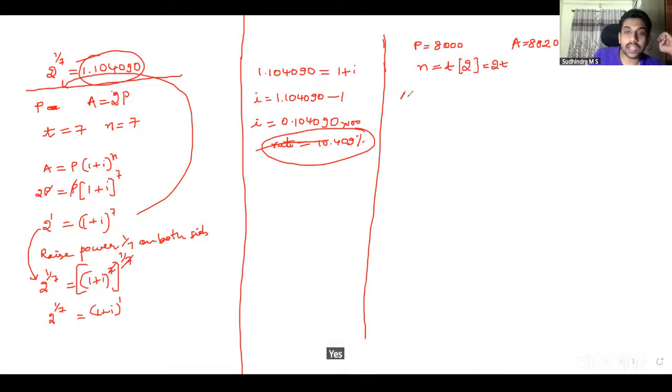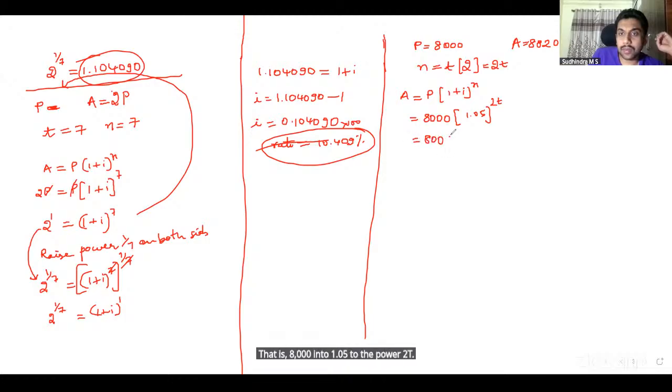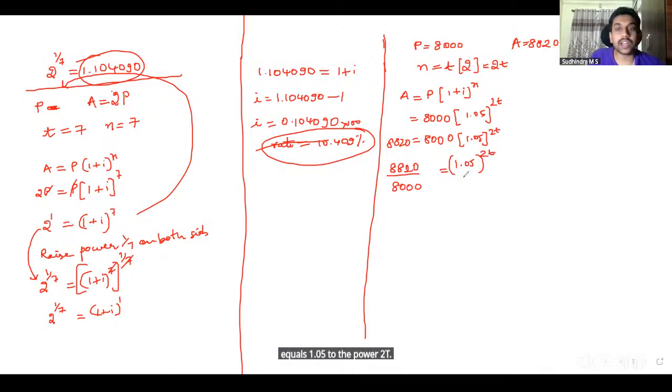Yes, sir. If I consider N as 2T, amount is equal to P into 1 plus I to the power N. That is 8,000 into 1.05 to the power 2T. N is 2T only, right? Yes. So what is amount here? 8820 is equal to 8,000 into 1.05 to the power 2T. Now bring 8,000 to LHS. 8820 divided by 8,000 equals 1.05 to the power 2T. What is 8,820 by 8,000? 1.1025.